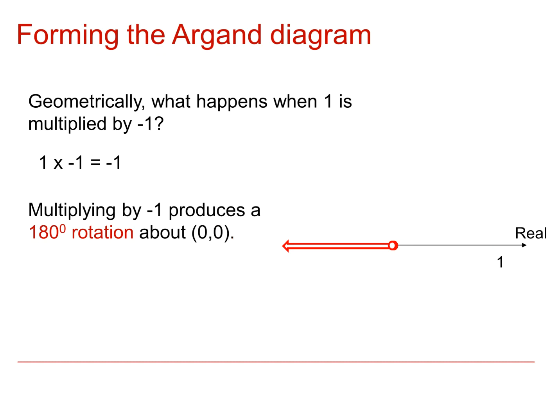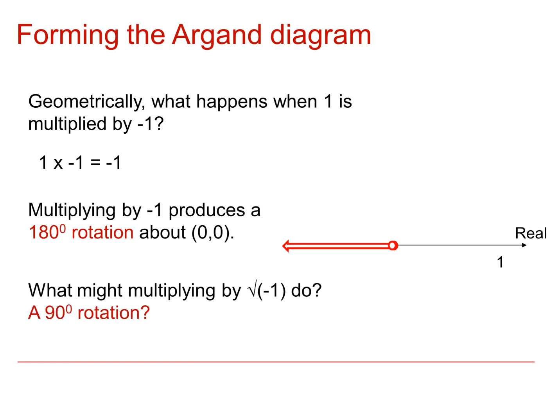In that case, what might multiplying by the square root of -1 do? You'd need to do this twice to get a multiplication by -1. So we're looking for a transformation which, when repeated, would give a 180-degree rotation. So perhaps a 90-degree rotation would do the trick.